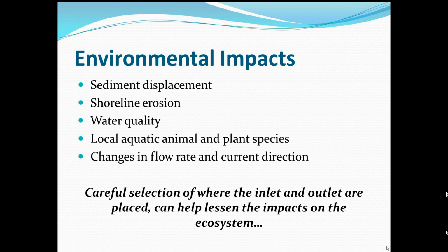Now, there are changes in the flow rate and current direction; this is for the river. If there is some change in the flow rate due to some obstacle or current direction, then obviously this is going to have some impact on the power generation and vice versa. Careful selection of where the inlet and outlet are placed can help lessen the impacts on the ecosystem, and we can go ahead with a lesser amount of environmental impact. If we see these impacts, they are much less than those produced by non-renewable sources of energy.